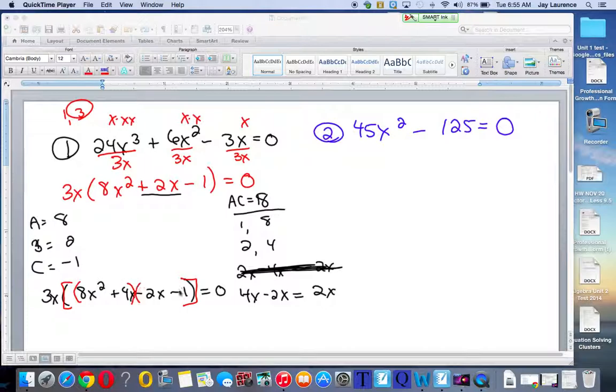I'm going to group here, and I'm going to put a plus in between. Now I'm going to GCF each group inside the problem. I'm going to get 3x. Okay. Here it looks like 4x is my GCF. What'll be left? How about a 2x plus a 1?